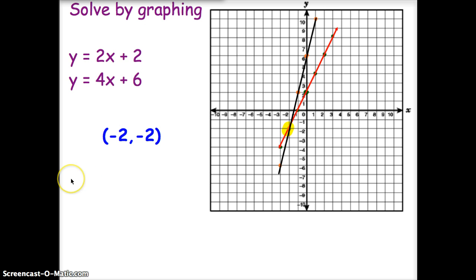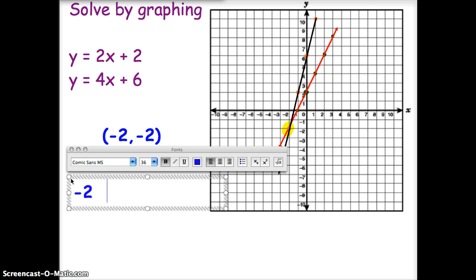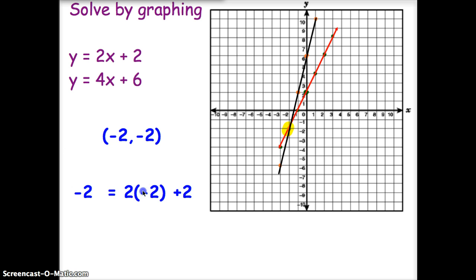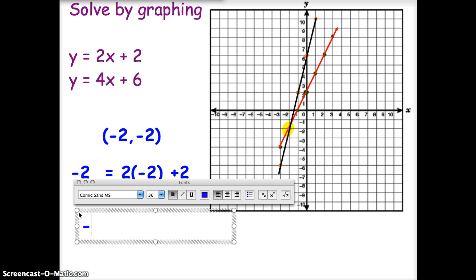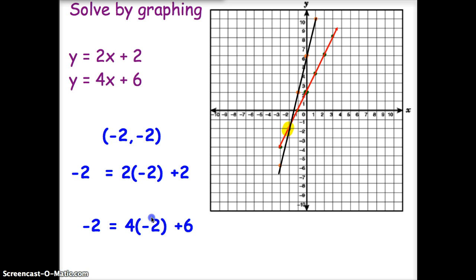So if I put it in the first equation, does -2 in fact equal 2 times -2 plus 2? Let's see. 2 times -2 is -4. -4 plus 2 is -2, so it works for the first equation. Let's try the second. Does -2 equal 4 times -2 plus 6? 4 times -2 is -8. -8 plus 6 is -2. So that ordered pair is in fact a solution.